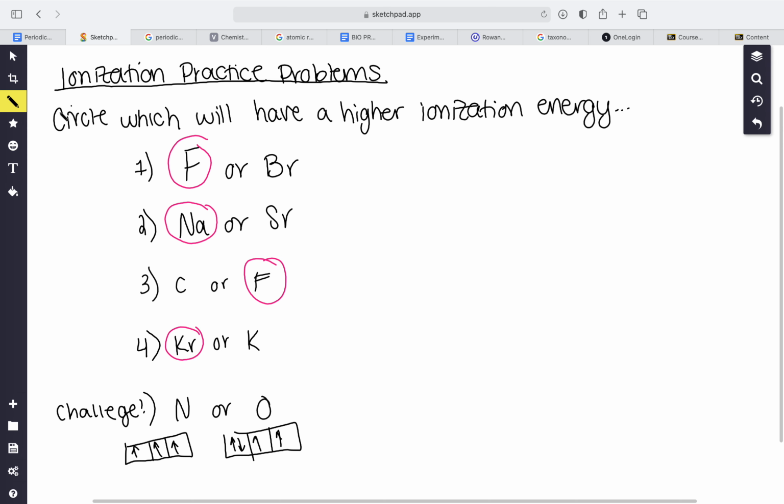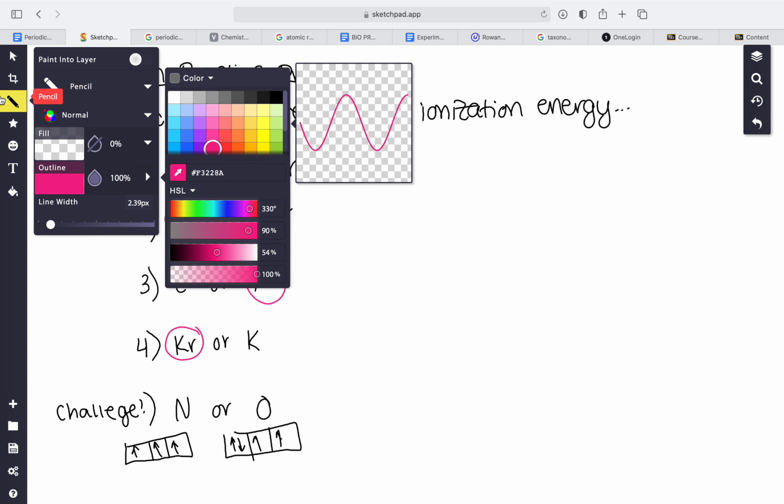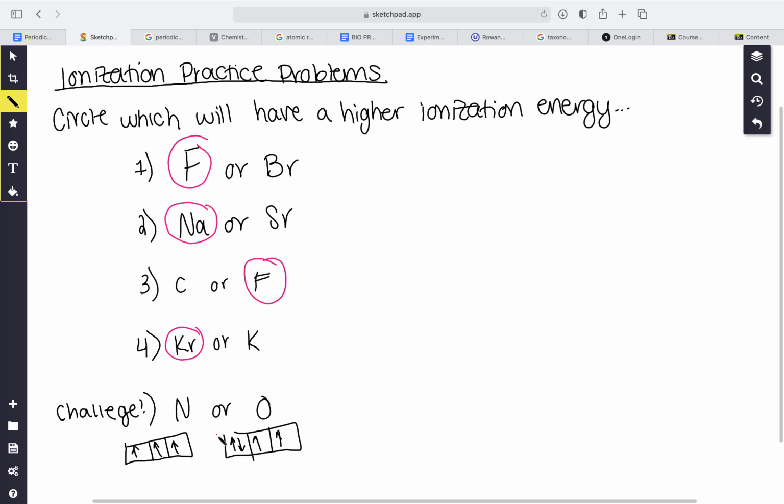I'm going to say that nitrogen is going to be higher because it's already stable. Oxygen is going to be fairly happy to remove the electron because that will make it more stable, so it's going to require less energy. So we're going to say that nitrogen is higher because it's already stable.